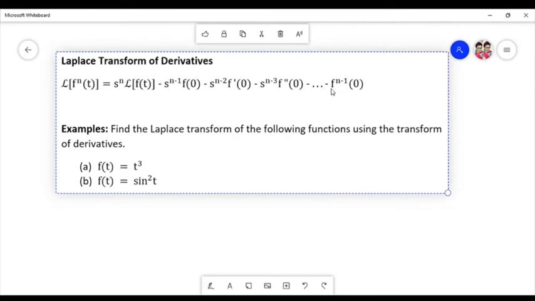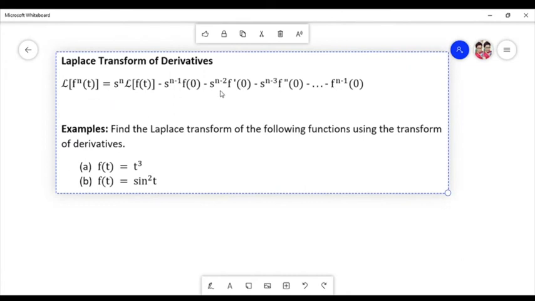If the exponent of s becomes 0, then the coefficient of the function there is 1. For the function, we start with the Laplace transform of f of t, and then f of 0, then f prime of 0, f double prime of 0, until we reach the n minus 1th derivative. So all we need to do is remember this formula.